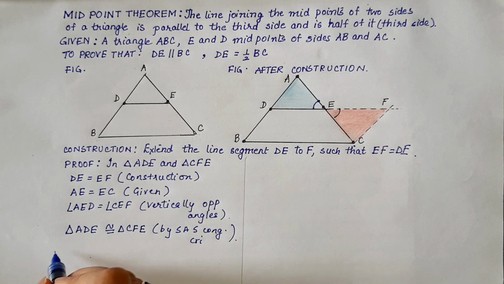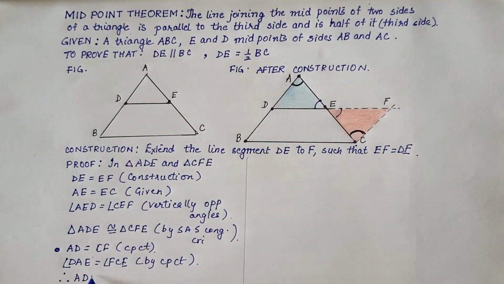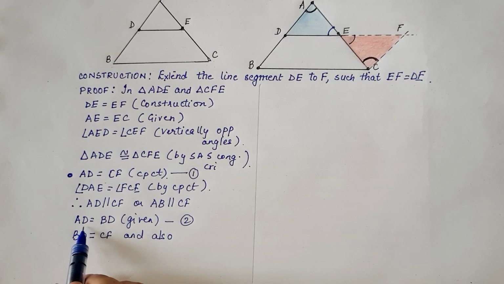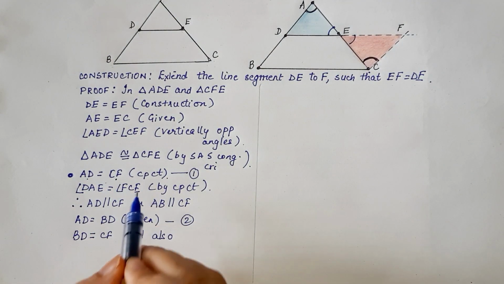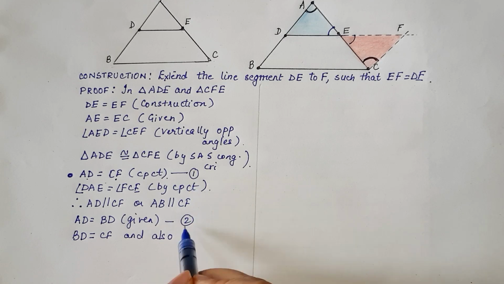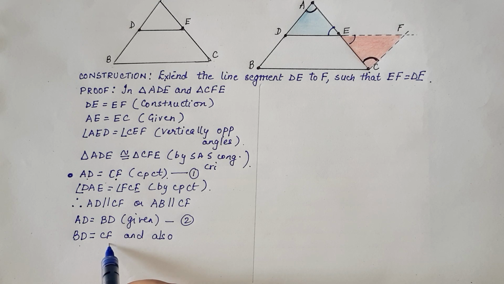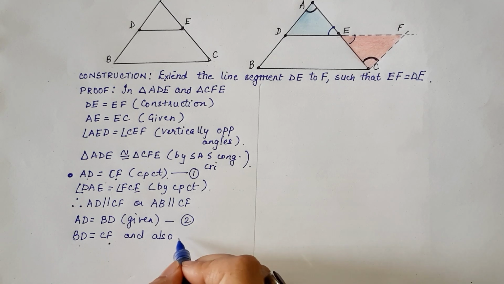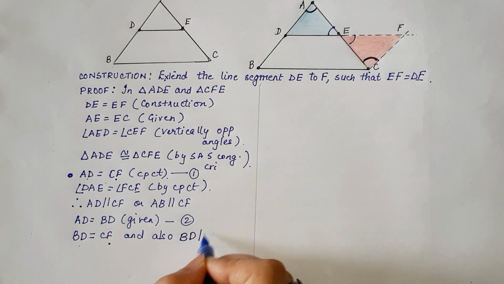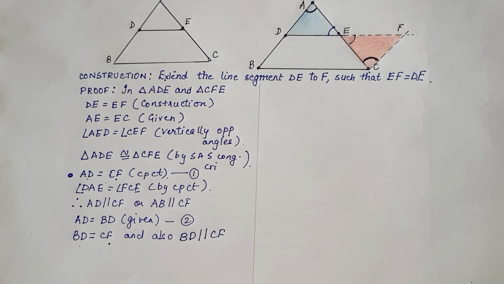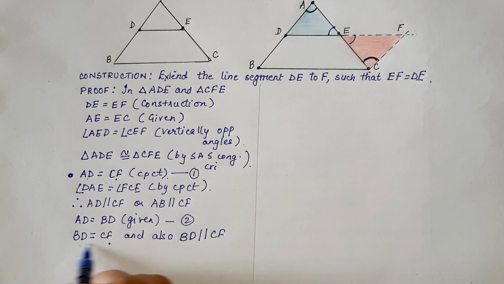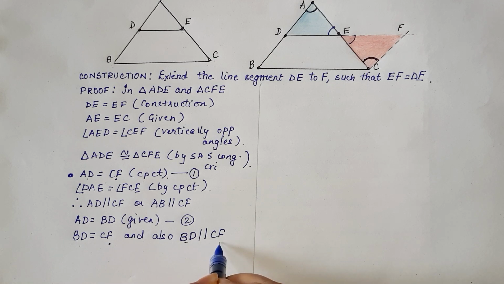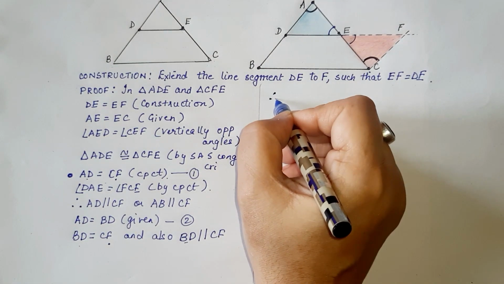Result number 1. We know that AD is equal to BD. This is given. We have proved AD is equal to CF. So considering equation 1 and 2, what we can see, that BD is equal to CF and also BD is parallel to CF. Okay. So considering both the equations, we have deduced that BD is equal to CF and also BD is parallel to CF.